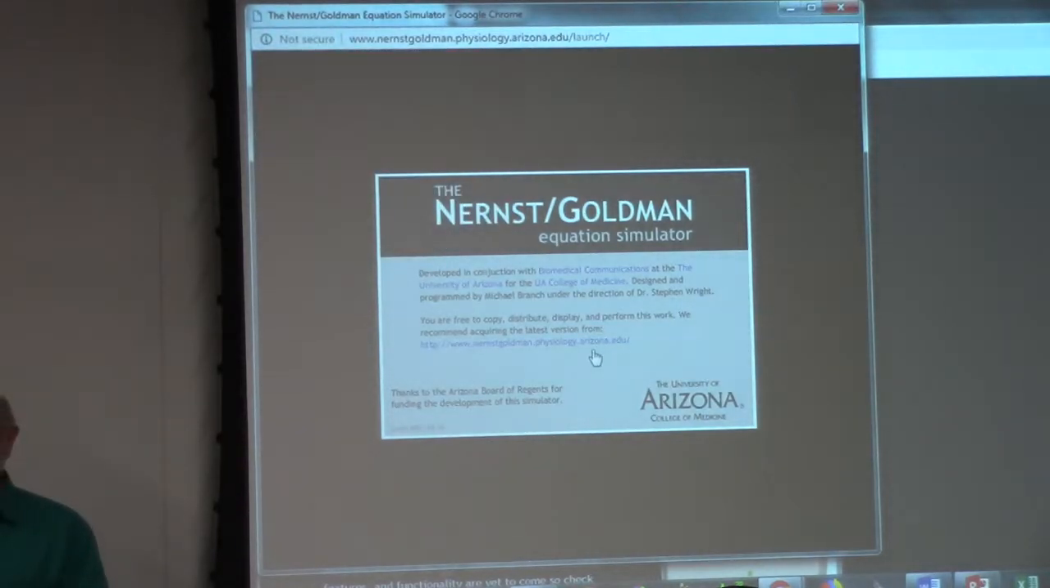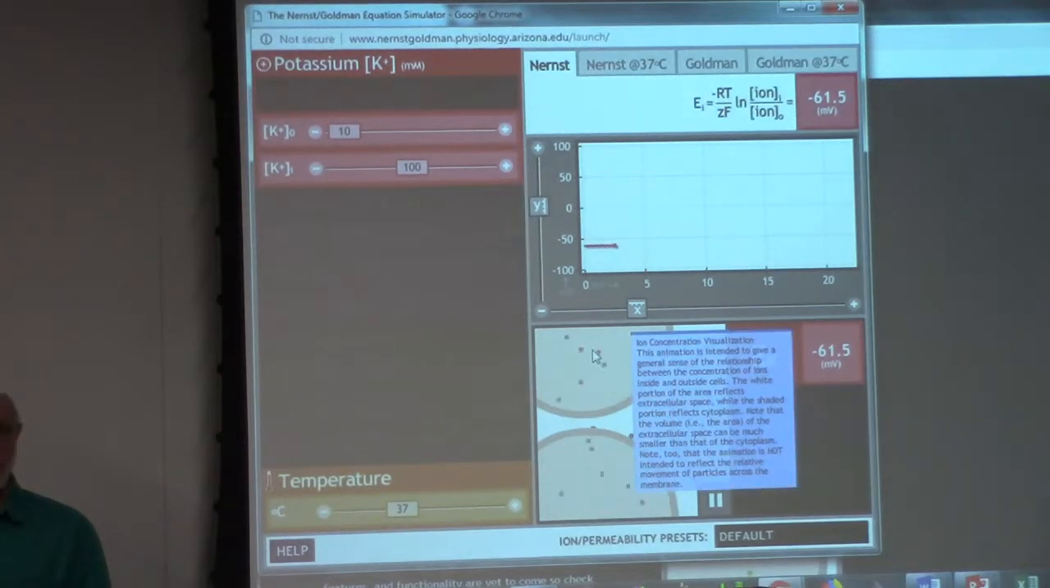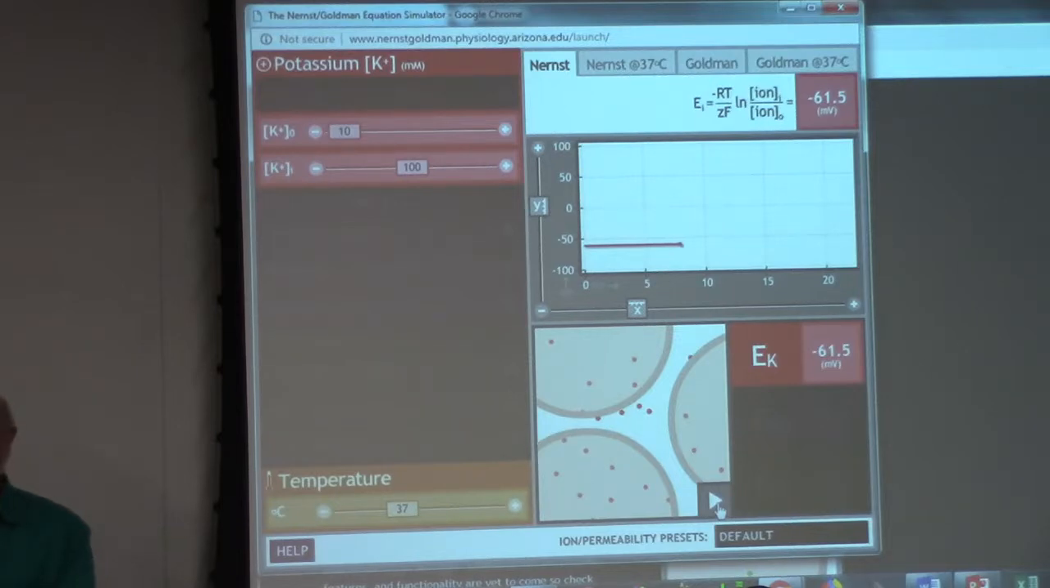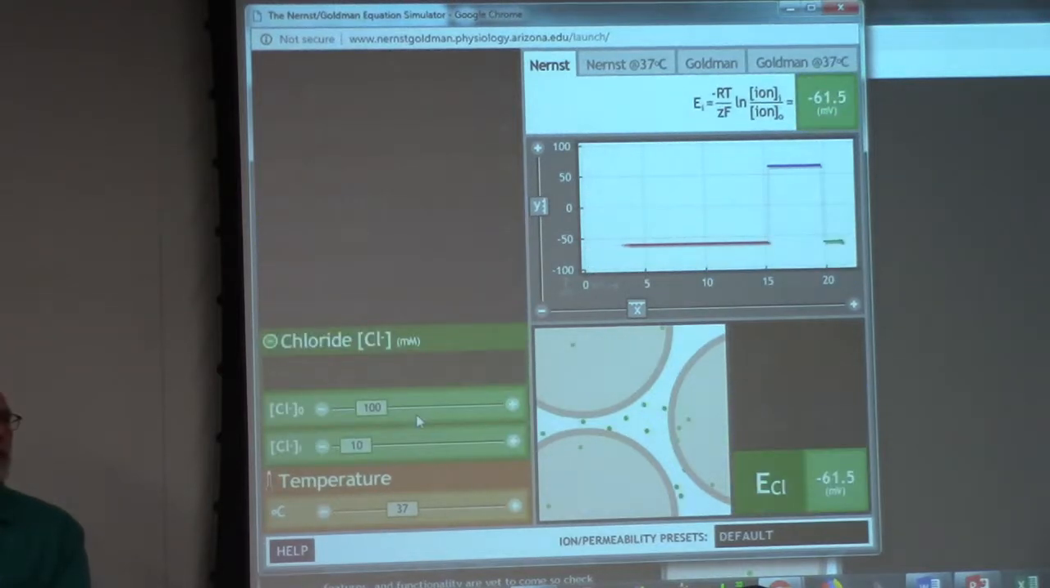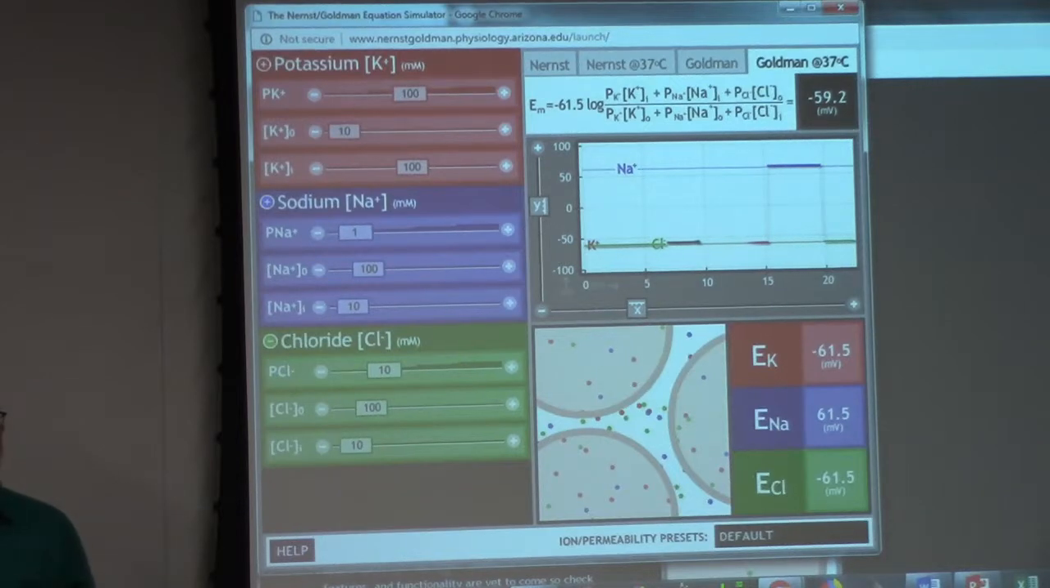If you click on this box, it loads the program. I hate this thing, so I'm going to turn it off. This is the Nernst equation for potassium. If I click on sodium, this is the Nernst equation for sodium. Here's chloride, the Nernst equation for chloride. So you can play around with the Nernst equations as well. But we're going to be interested in the Goldman-Hodgkin-Katz equation that has the permeabilities and the ions all at the same time. And we're going to work at 37 degrees because that's body temperature.